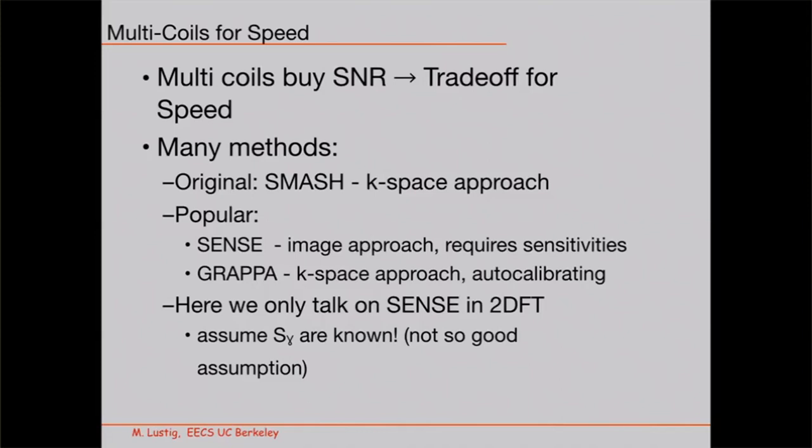So how do we use these multi-coils for speed though? Multiple coils buy you SNR, and what we're going to do is trade off that SNR for speed in order to reduce the scan time.